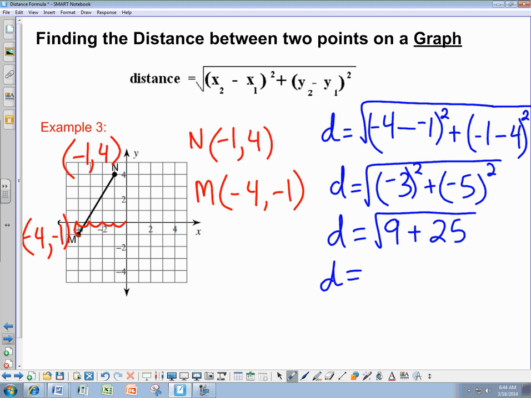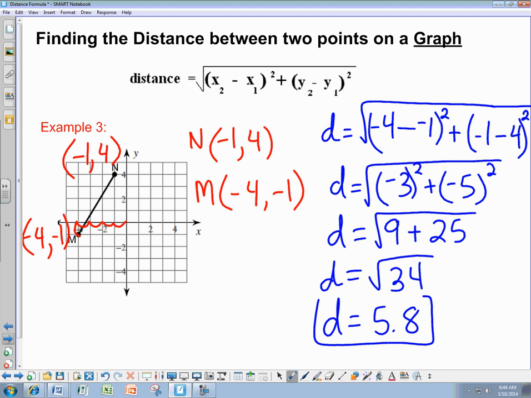So when we add them together, we end up with the square root of 34. And it's not a perfect square, so we are going to have to use our calculator. You should get something like 5.8. And we're rounding there. It's slightly bigger than 5.8, but right around 5.8 for the distance between M and N.